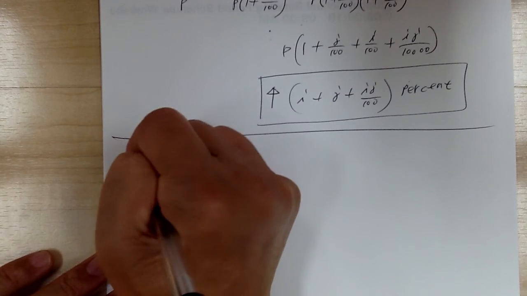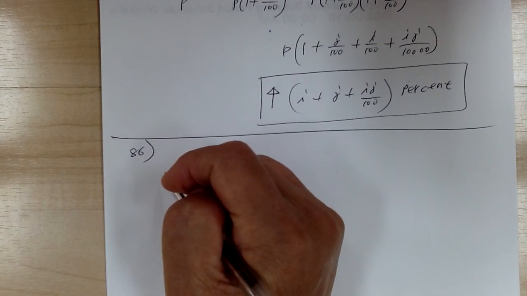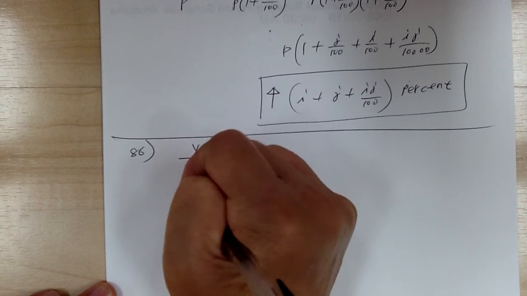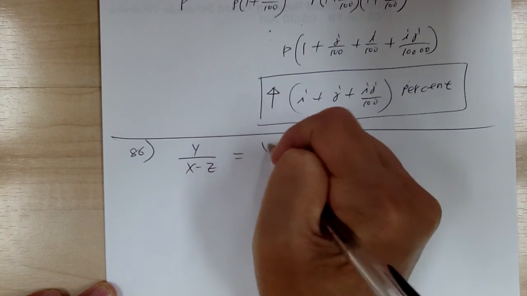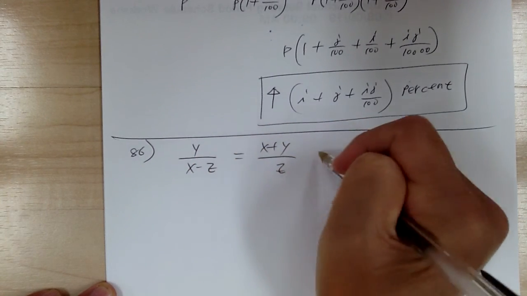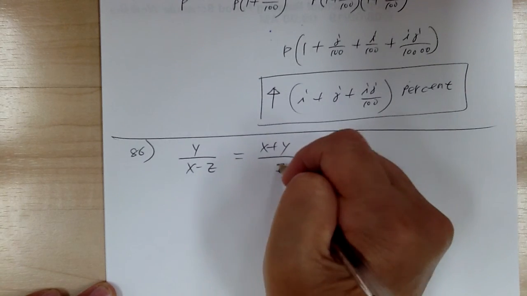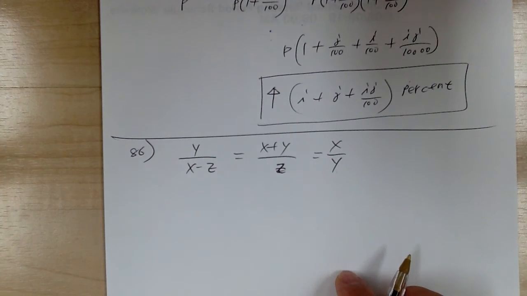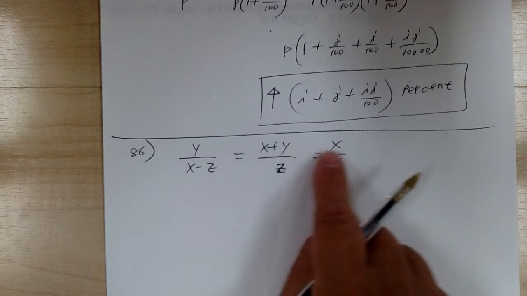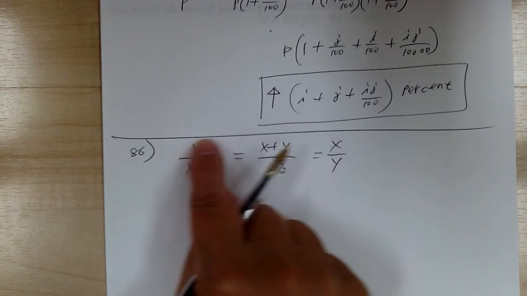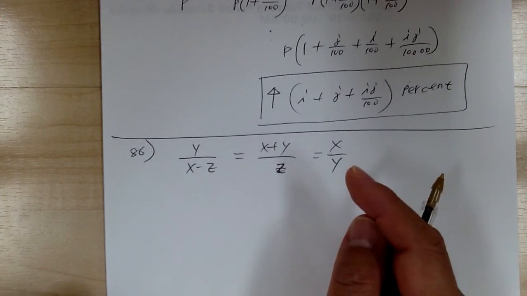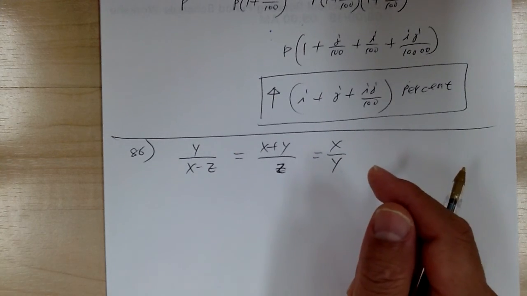Okay, let's go to 86. So you have y over x minus z equal to x plus y over z equal to x over y. And you're looking for the ratio of x over y. Now this one is kind of a bit tricky. So this one you kind of have to use the property you learned from before. So when you have a ratio like that, you can add anything, subtract anything from any of these, and it will equal any one of these.